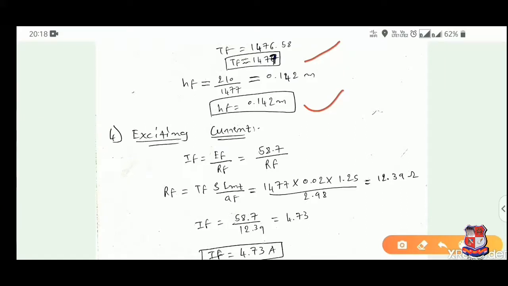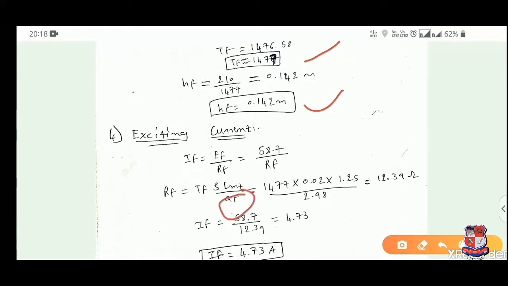Now the last one remaining is exciting current. What is the equation for exciting current? IF is equal to EF upon RF. From Ohm's law we can easily write this equation. We don't know the value of RF, but we know the value of area.